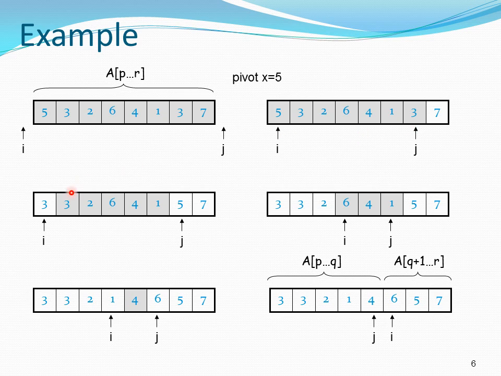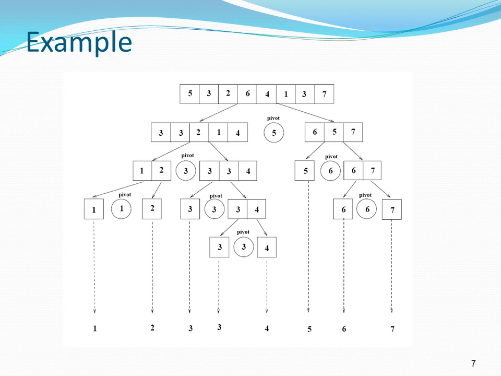Then you swap 3 and 5. Then move from here up to 6. Here 1 is less than 3, so move. 1 is less than 6, so we exchange. Then 4, here I and J cross over.